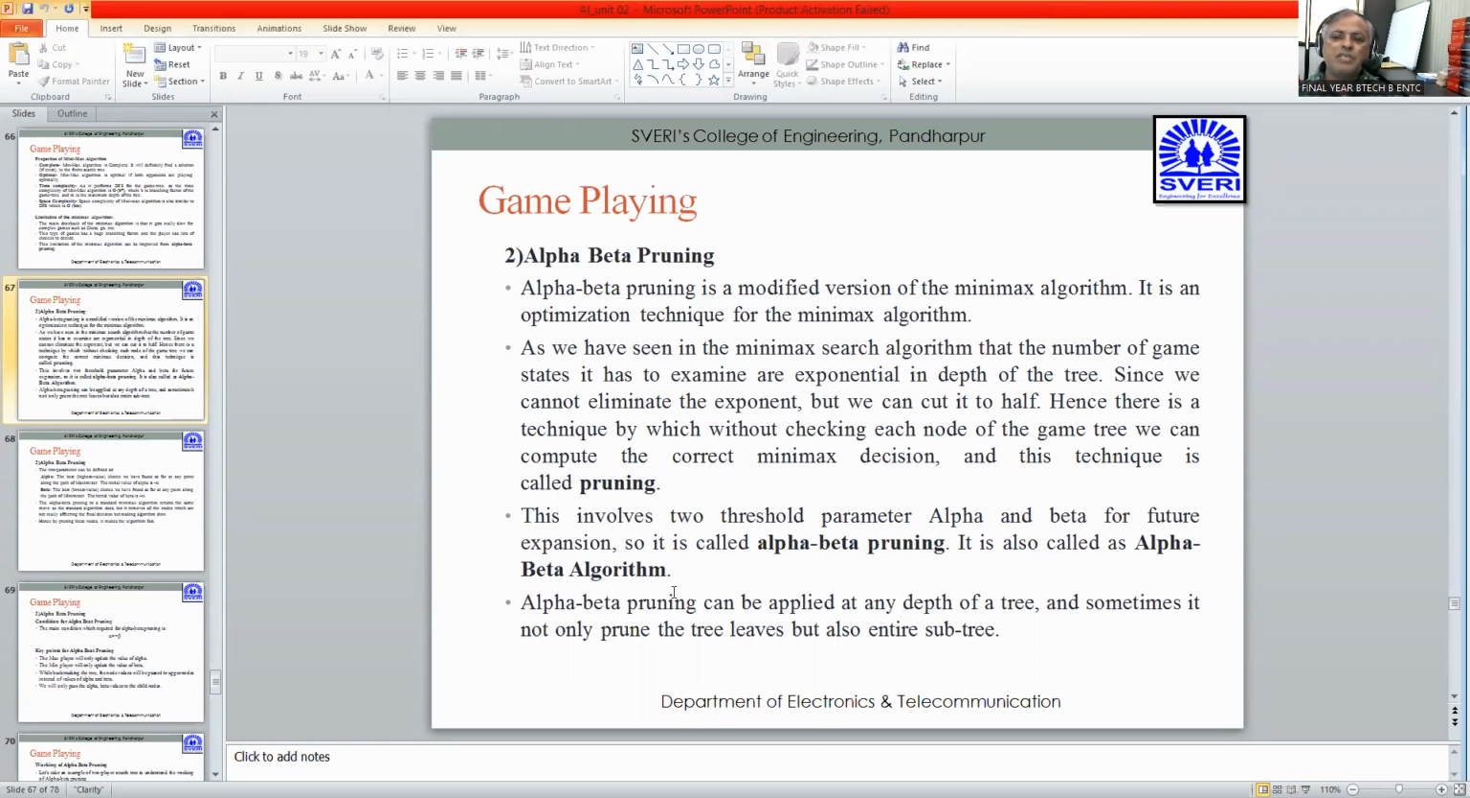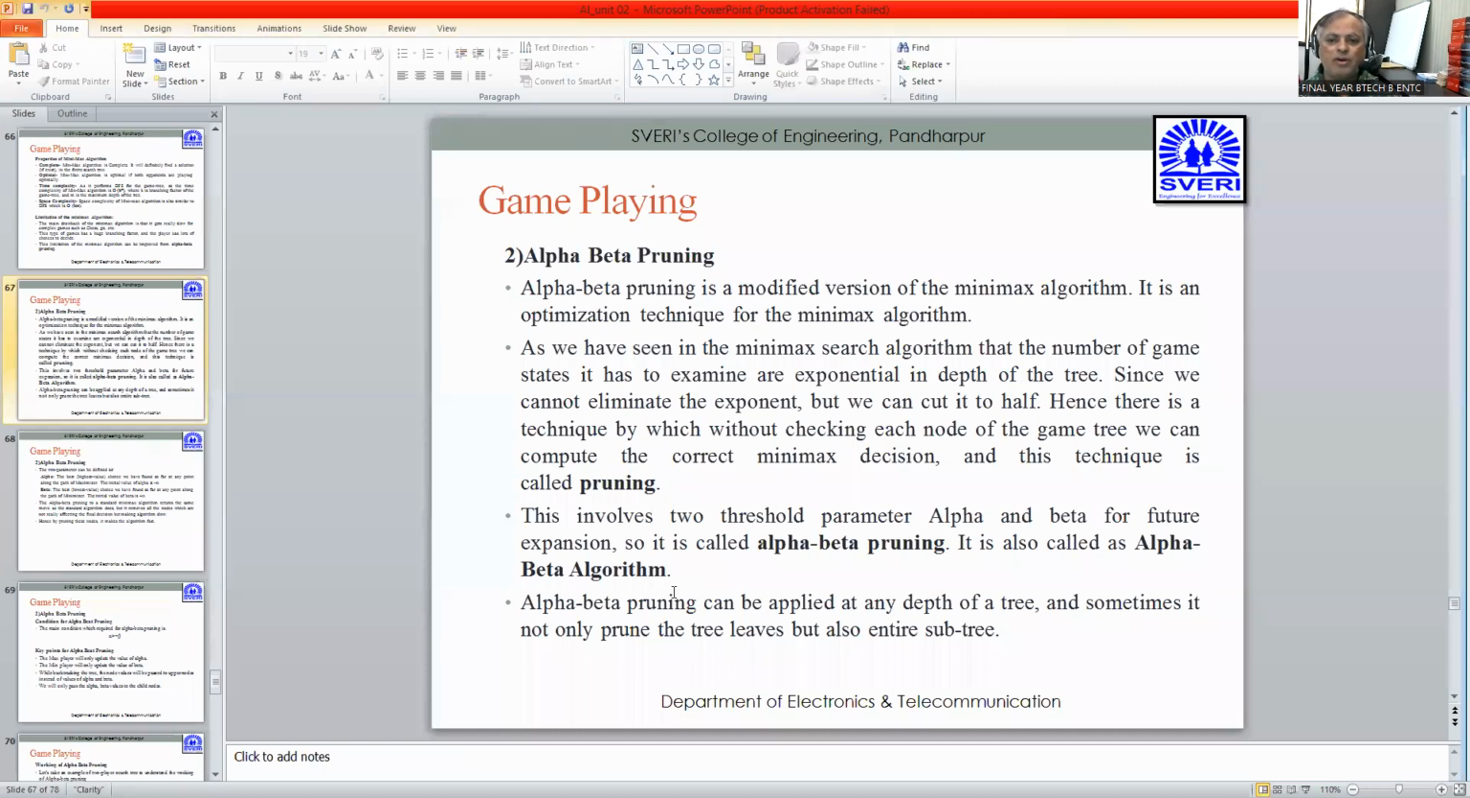As we have seen in the Minimax search algorithm, the number of game states it has to examine is exponential in the depth of the tree. You have seen, O(b^m). So it is exponential. What is the depth? m. What is b? The branching factor. So how many game states are there? Suppose the branching factor is 2 and the depth is 2, then 2 raised to 2 is 4. So that is how it is exponential in the depth of a tree.